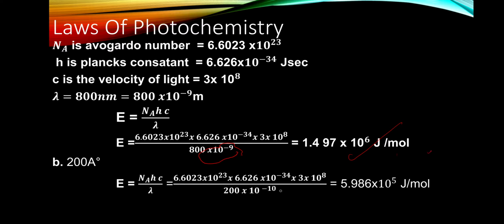Similarly, for 200 angstrom, this value I put as positive in the last class. It's wrong, it's negative. So the value will be 5.986 into 10 to the power 5. Okay.